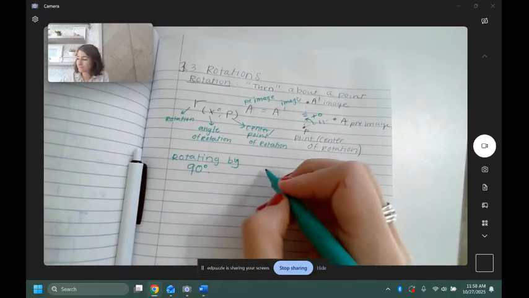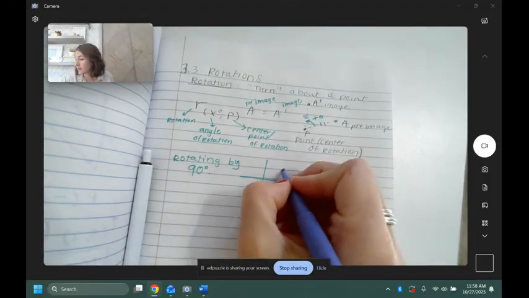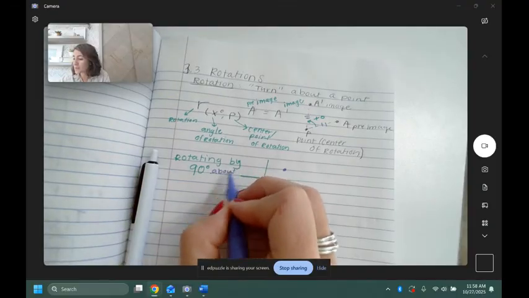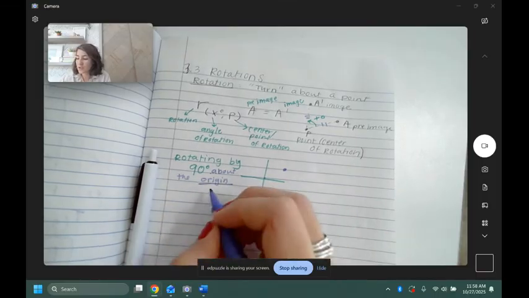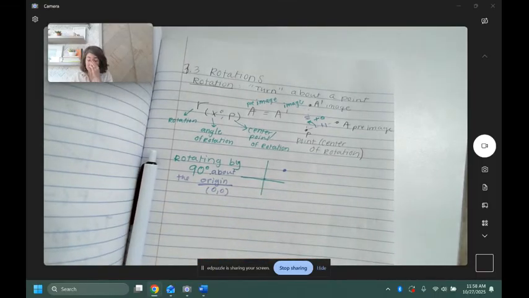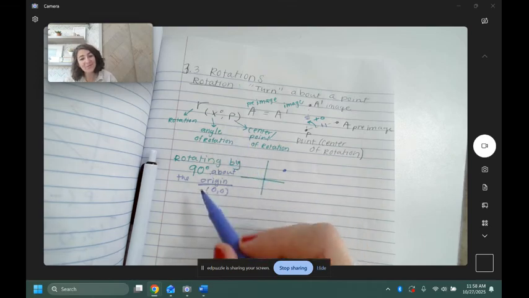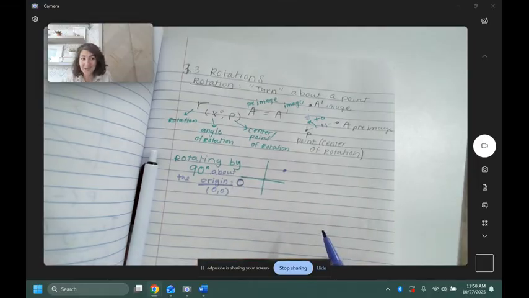If I have a graph here, let's say I have a point right here, and I was rotating about the origin. Now, origin is the point 0, 0, and it's the most common point to rotate around. So instead of writing out 0, 0, the shortcut for the origin is just a big O, which is tricky because it looks like a 0, but it's an O for origin, 0, 0.